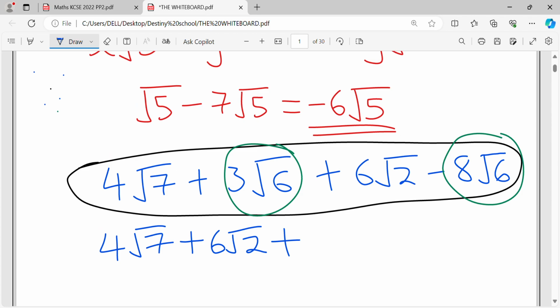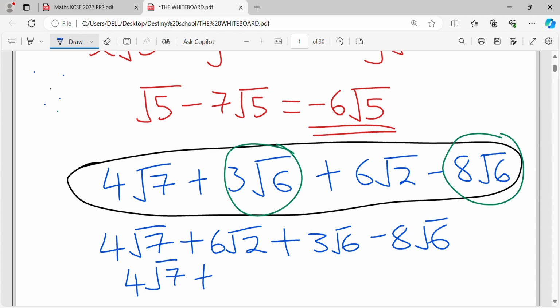That's why I'm putting them next to each other, because we have only 2 like terms. So they are like terms because it is root 6 and another root 6. So I've collected the unlike terms, then I'm also putting the like terms together. So that is 3 root 6 minus 8 root 6.